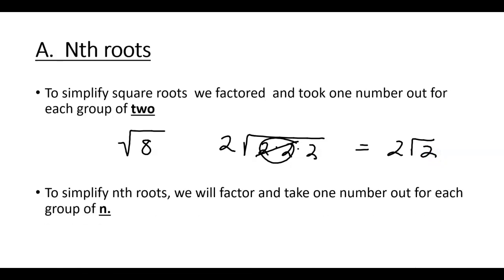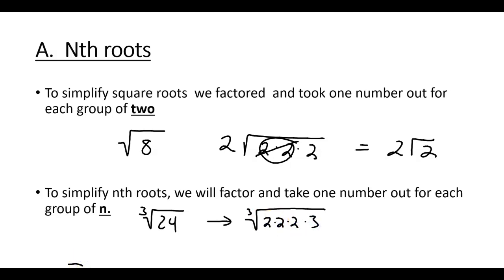So if we do it with nth roots, let's take a look at this, for instance, square root of 24. But instead of a square root, let's say it's a 3rd root of 24. Well, we would break it apart first. And 24 is 8 times 3, right? And 8 is 3 2s. So it's 2, 2, 2, and 3.